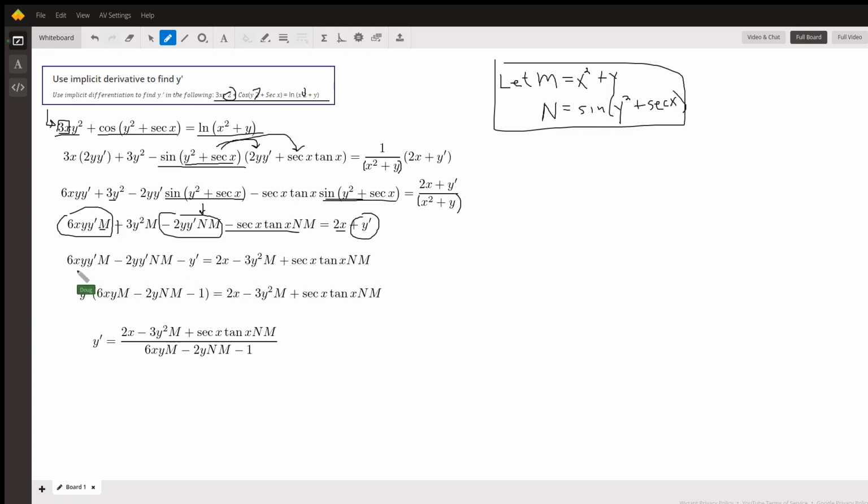And the whole key is you can factor out y prime from each of these terms, leaving this mess, equals, here's what we've got on the right side. Divide both sides by the coefficient of y prime, and there's your derivative. Okay, but we have to replace capital M with the quantity x squared plus y, and N with sine of y squared plus secant of x.